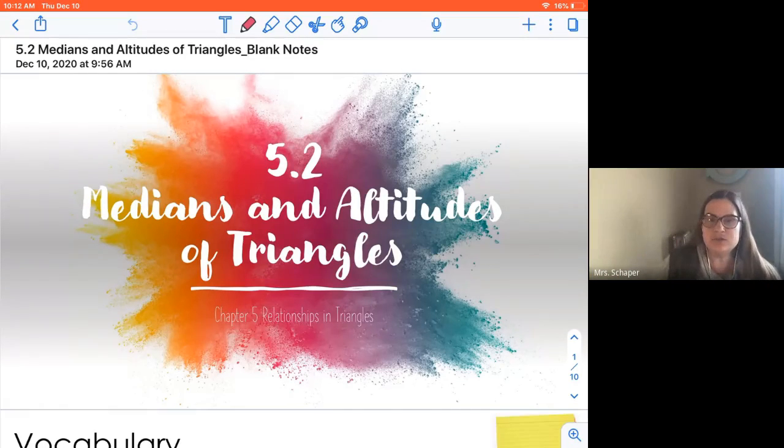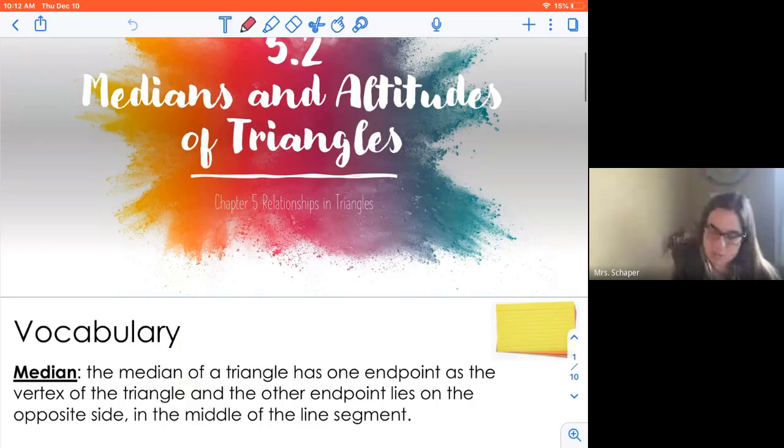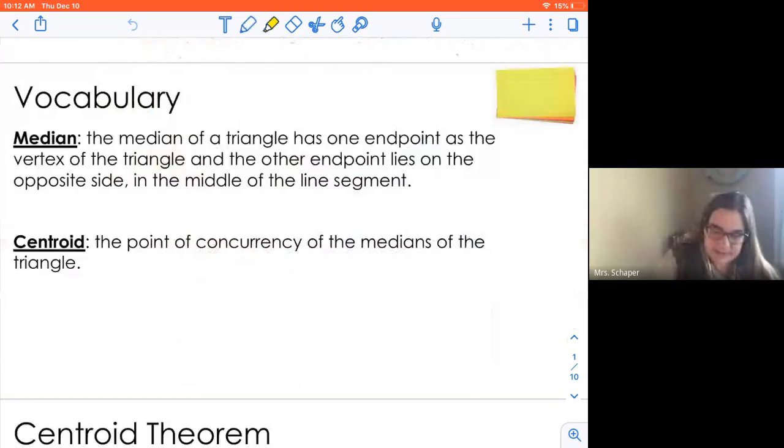So, medians and altitudes, that's what we're talking about today. The median of the triangle, what is that? This is brand new. It has one endpoint as the vertex, and the other endpoint is somewhere on the opposite side in the middle. It's not necessarily perpendicular. It's in the middle, okay? And the point of concurrency for the median is called the centroid. So you can add this to the incenter and circumcenter as points of concurrency of triangles, okay?